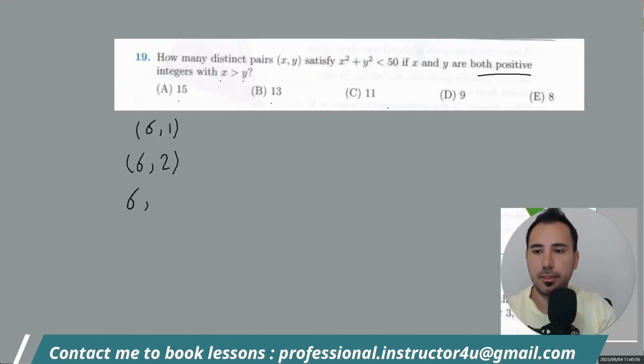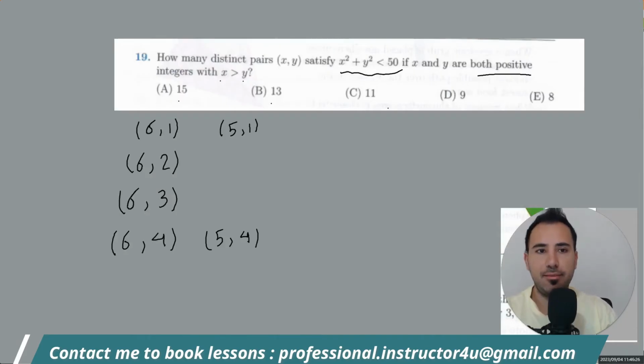So here, 36 and 9 is 45. 36 and 16 is larger than 50. Okay, so with 6, we have 4. Now let's go in here. Obviously, 5 and 1 will work. Okay, so 5 and 2, 5 and 3, even 5 and 4 will work, right? Because it's going to be 25 plus 16, still smaller than 50. Okay, can we have 5 and 5? That would be exactly 50, but again, x wouldn't be larger than y.